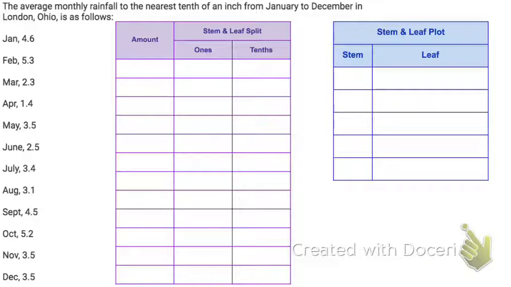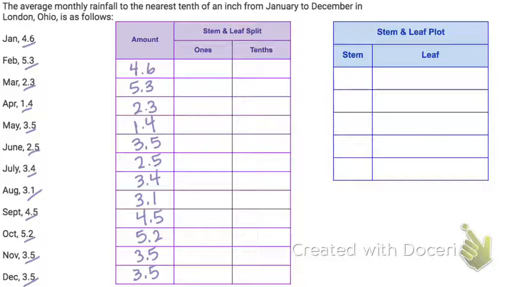This in the purple table is just taking each of those data points and splitting it first into your stem and your leaf. So our first step is to take each of these numbers and write them in the amount column. Now we're going to take each of those numbers and split it into our stem and our leaf. So if we look at that first row, we have 4.6 inches. So I'm going to have the 4, what's in the ones place, be my stem, and have the 6, what's in the tenths place, be my leaf. So I'm going to do that for each of those numbers.